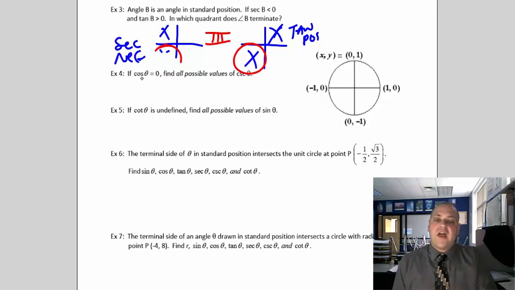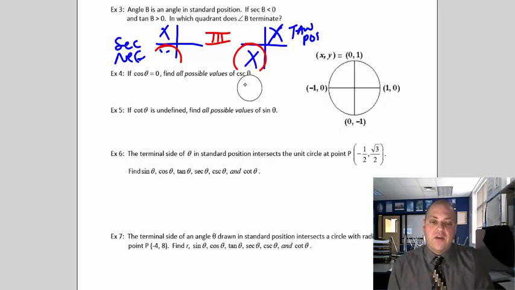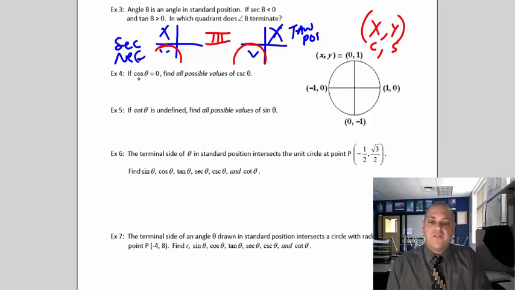This one here: if cosine is 0, find all possible values of cosecant. All right, well, if cosine is 0, we're talking about an x value of 0. Remember xy? This is the cosine and this is the sine. If the cosine is 0, we're talking about this guy or this guy. So we must either be at 90 or 270 if the cosine is 0. Find all possible values of cosecant theta.